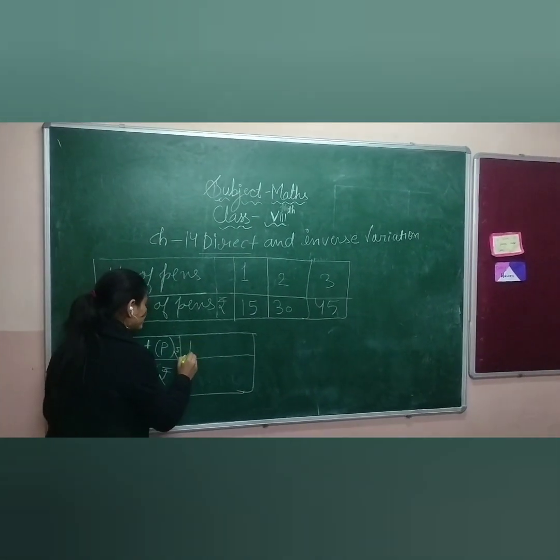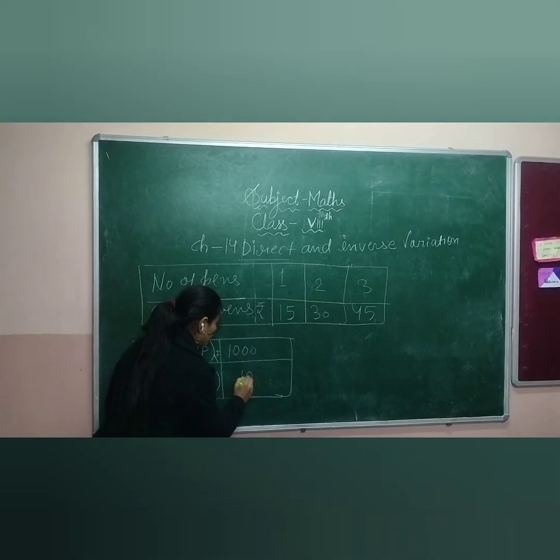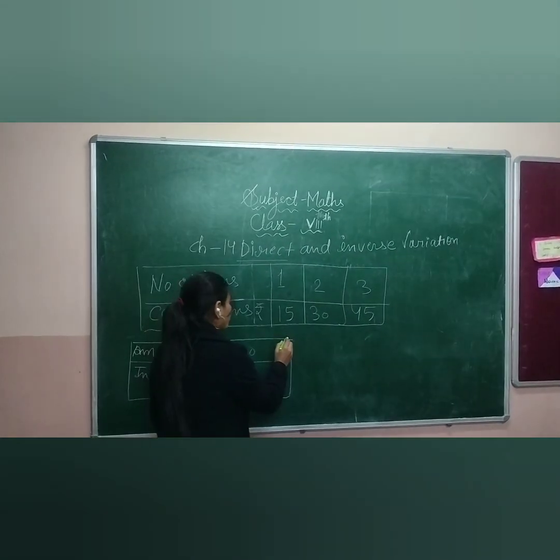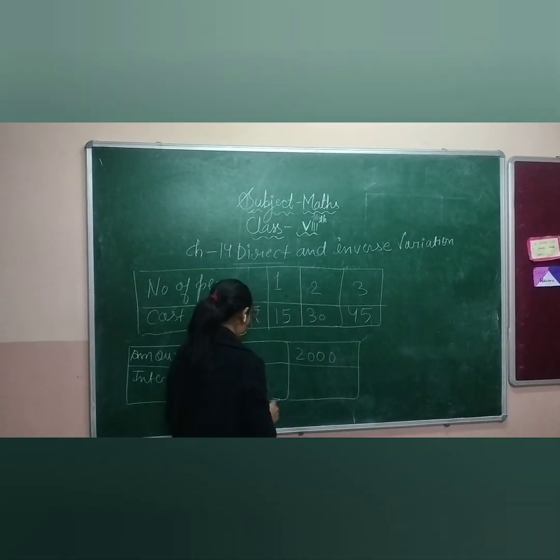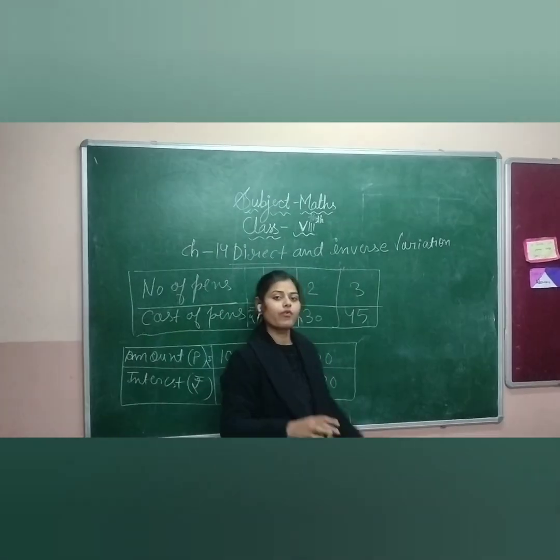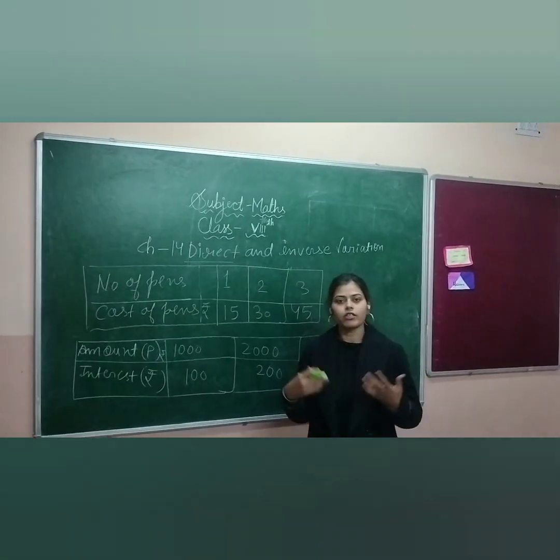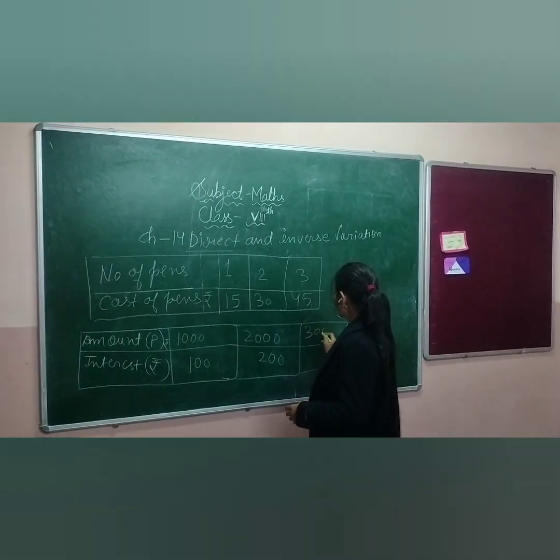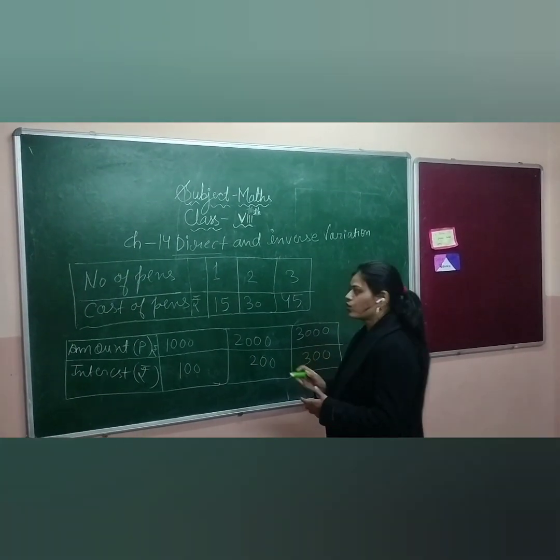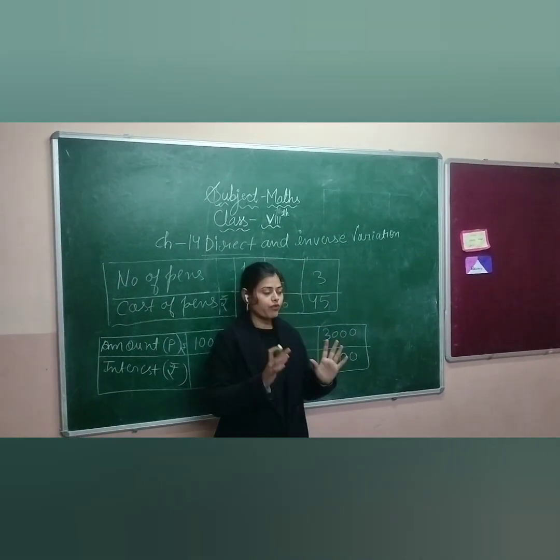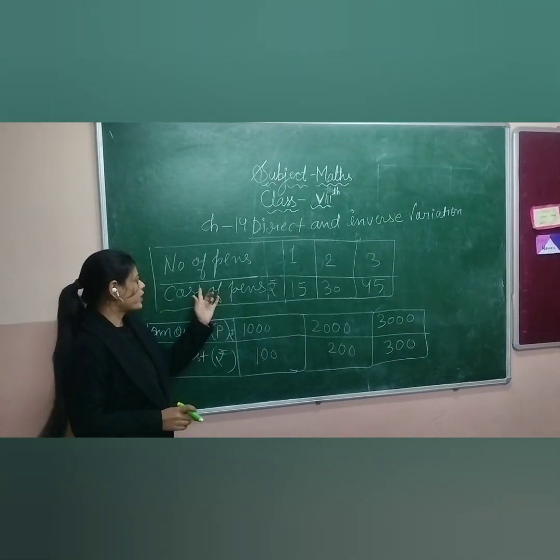Suppose the amount you deposit at the bank is 1000 rupees, so you will get a return of 100. Clear? Further, if you deposit 2000 rupees, what will happen? You will get interest of 200 rupees, and so on. Just like this, suppose I am taking 3000, and the interest I will get is 300. So as you can see, if you take a glance at these two examples, you will understand this every time.